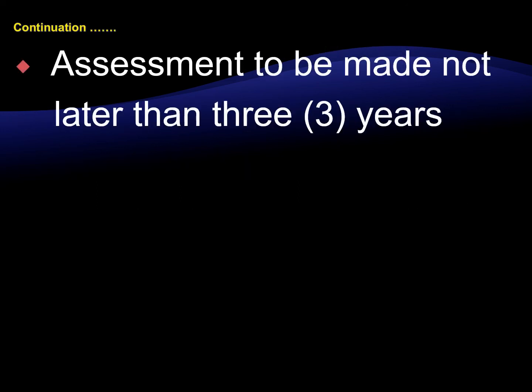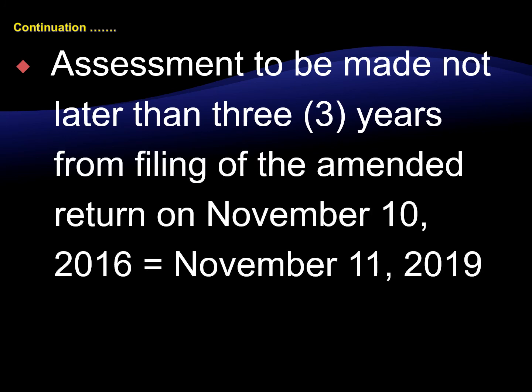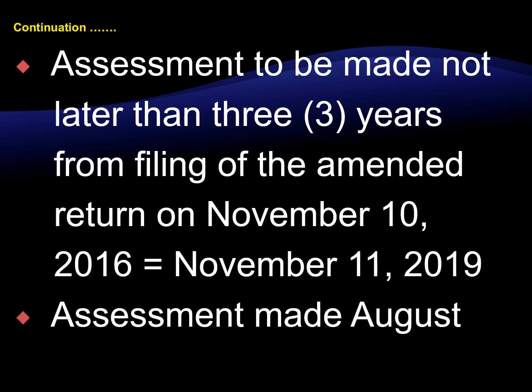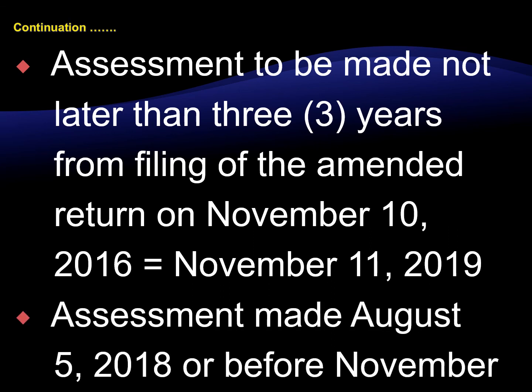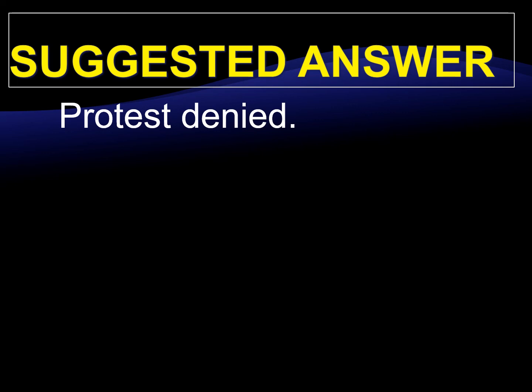But assessment therefore should be made not later than 3 years from the filing of the amended return on November 10, 2016, or November 11, 2019. In short, the Bureau of Internal Revenue has up to November 11, 2019 within which to make an assessment. But what is another thing that you find here? The assessment was made on August 5, 2018, or before November 11, 2019. And therefore, what is your conclusion? Your conclusion is that protest denied. So your answer must be direct to the point.